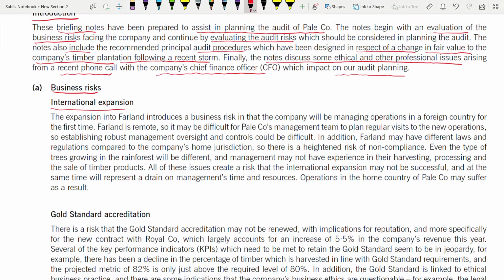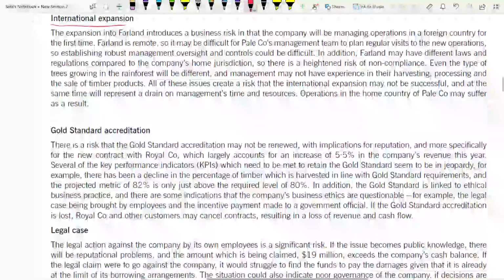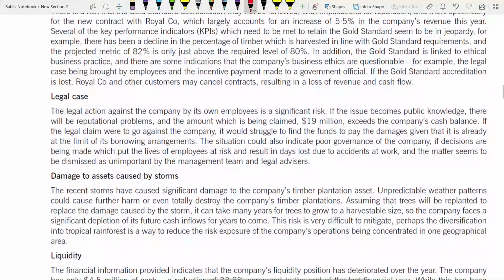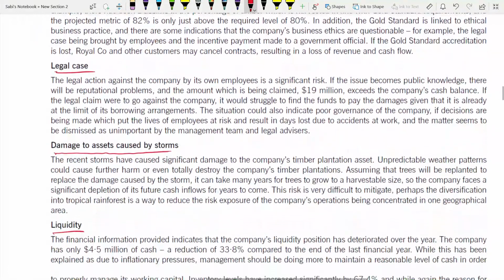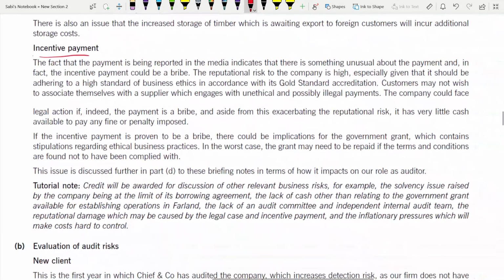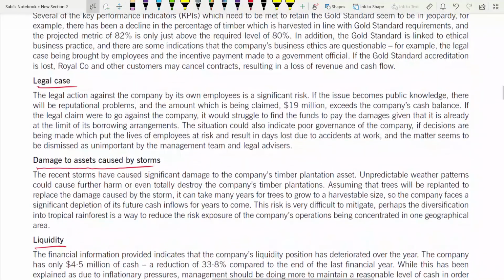So international expansion. What is the risk relating to this? Gold standard accreditation. What is the risk relating to this? The legal case. The damage to assets caused by storm. The liquidity. So 1, 2, 3, 4, 5. But we are definitely going to go through the others also, even though you don't have to write the 2 extra. Okay, so let us go through A.